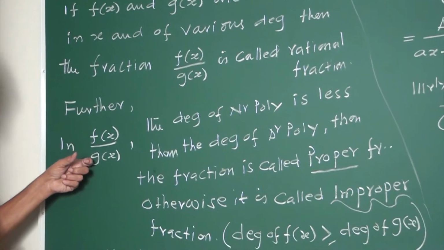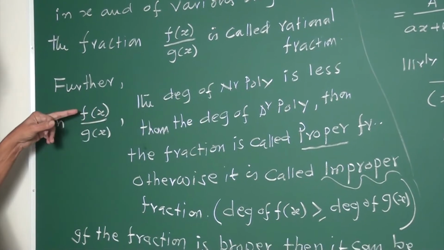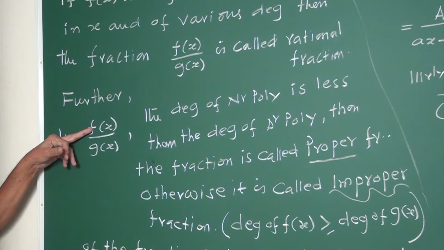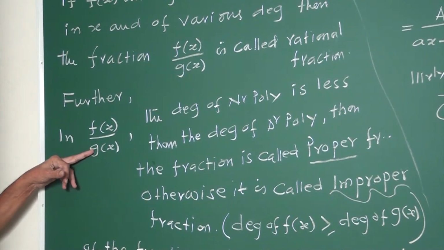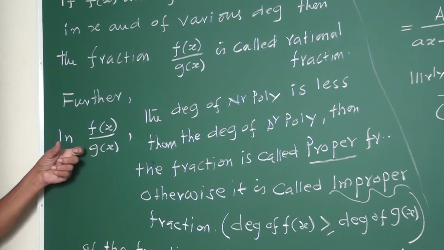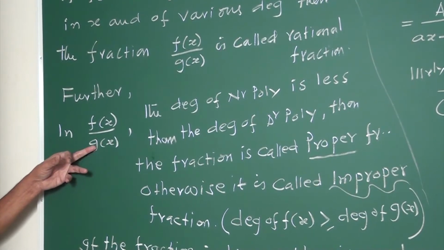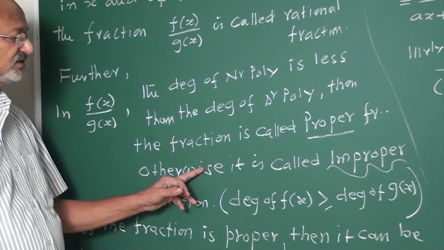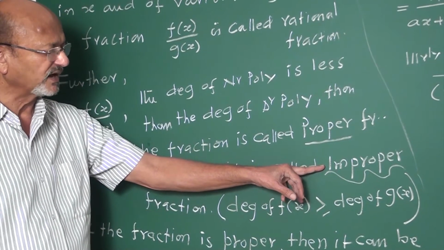Further, in the rational fraction, if the degree of the numerator polynomial is less than the degree of the denominator polynomial, then this fraction f(x) upon g(x) is called a proper fraction. Otherwise, it is called an improper fraction.